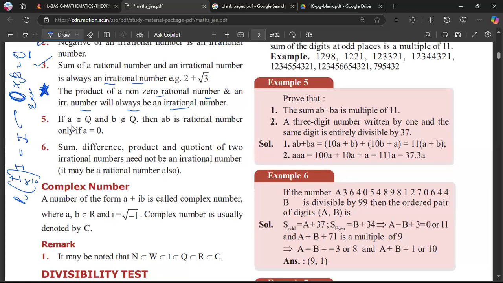Now the next point is if A belongs to rational numbers and B is an irrational number, then AB is a rational number only if A is zero. So it says the same thing. Sum, difference, product and quotient of two irrational numbers need not be an irrational number. We also discussed about it in the property. Are you clear about rational and irrational numbers and real numbers? Yes, sir. Okay.